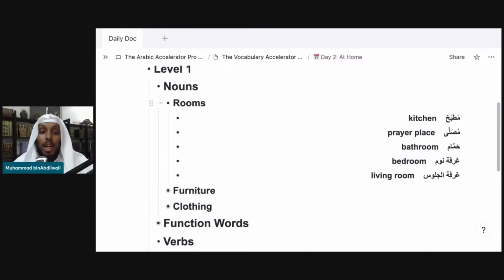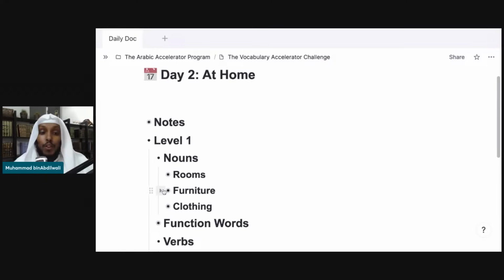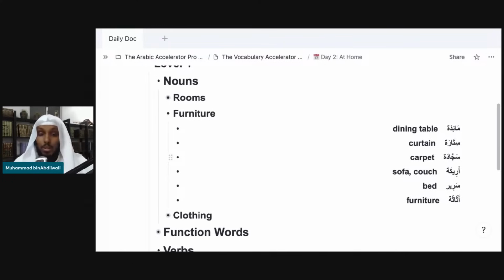Okay? In terms of furniture, obviously these furnitures are going to be in different rooms. That's one of the aspects we are going to practice today, or even in the exercise as well, which is where do these furniture belong? So there's a connection between the rooms and the furniture. So you have ma'idah, dining table.